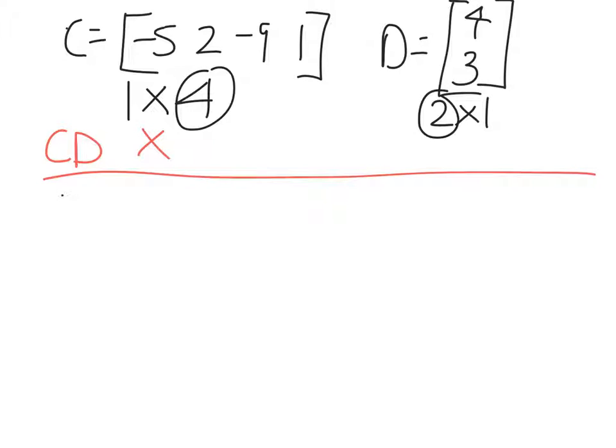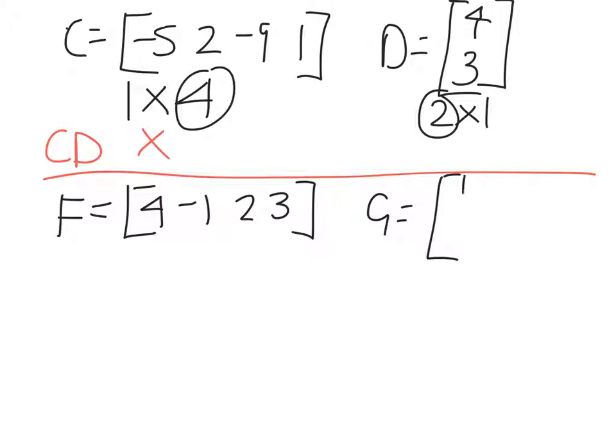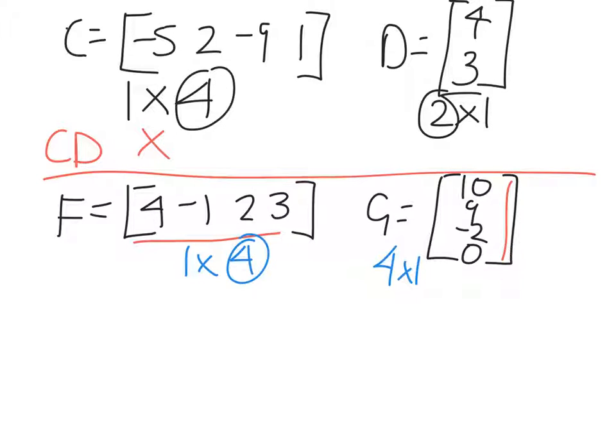Let's say F is going to be the matrix 4, -1, 2, 3, and G will be the matrix 10, 9, -2, 0. These two can be multiplied together because this has 4 elements and this has 4 elements, which is what I told you before. In other words, F is a 1 by 4 and G is a 4 by 1 matrix. These two numbers are equal, so I can multiply F by G, and the resulting matrix will be 1 by 1.